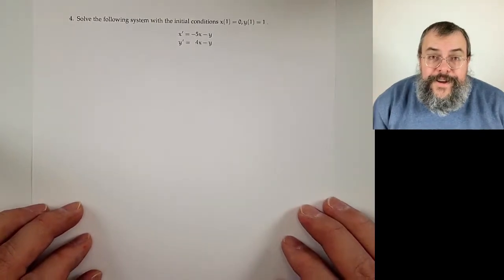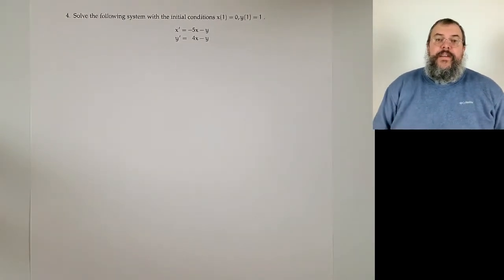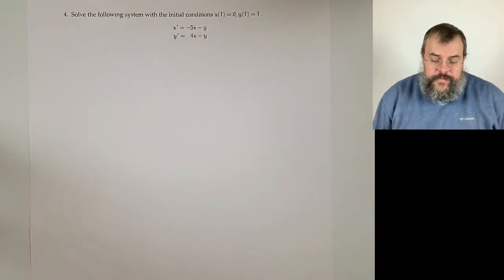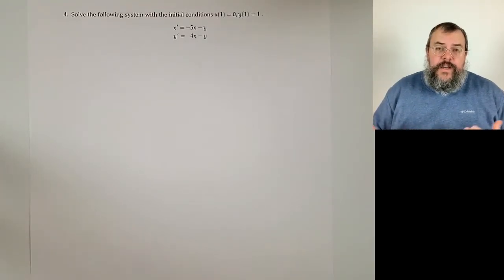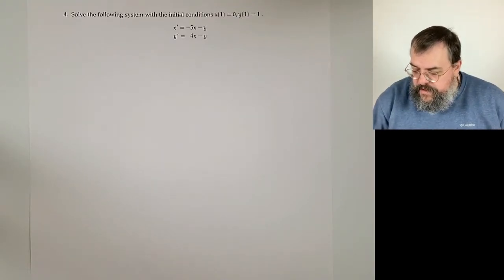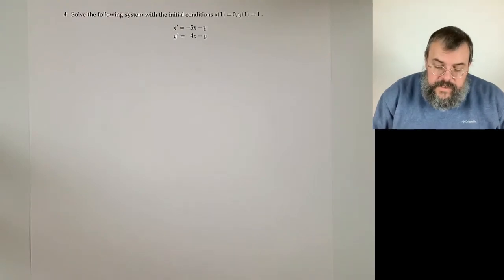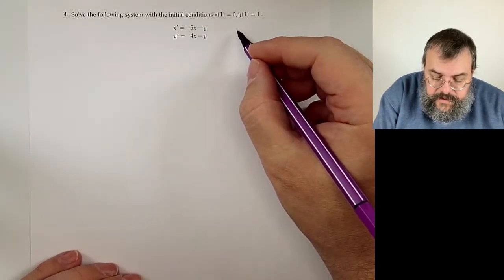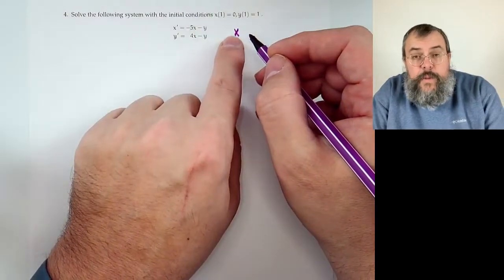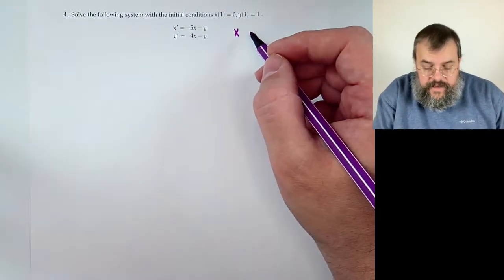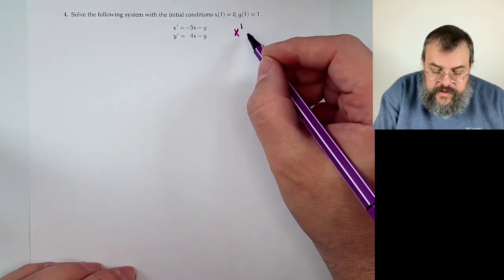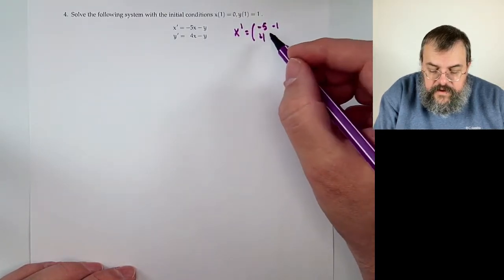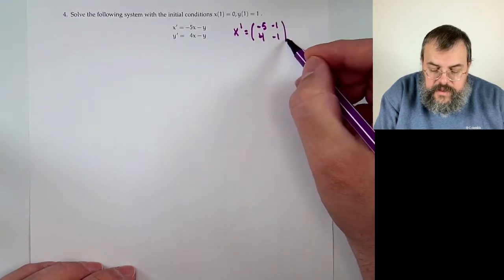All right. Well, moving right along. Number 4. Solve the following system with the initial conditions: x of 1 equals 0, y of 1 equals 1. Okay, so we have x prime equals minus 5x minus y, y prime equals 4x minus y. All right. Well, again, I like to write this as a system. I like to write it in terms of a nice matrix form. So I'm going to write it as x. Now you can't tell, but this is actually a bold x. So this is not the same x as here. It's a bold x. So I'm thinking of this as sort of a vector. So x prime, and gather the coefficients: minus 5, minus 1, 4, minus 1 times x.